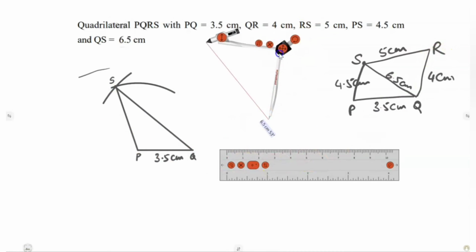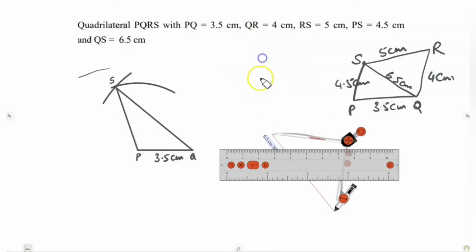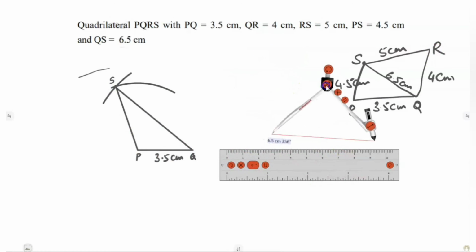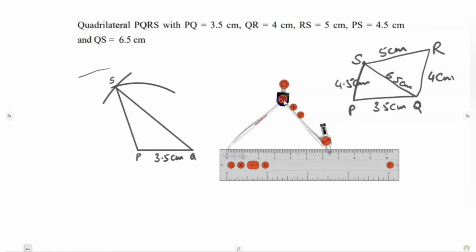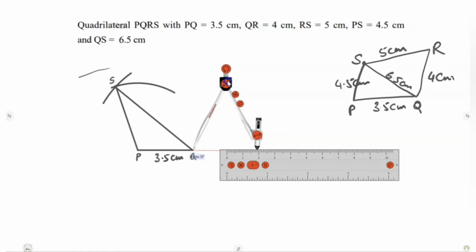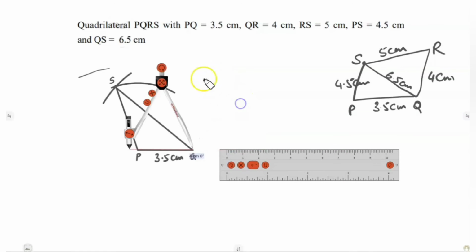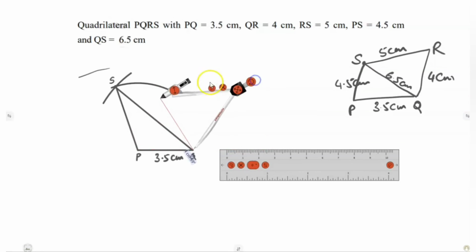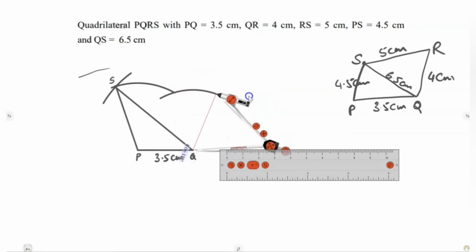Take again the compass, take a radius of 4 centimeters now. Open the compass to a radius of 4 centimeters. This is the distance from Q to R. We are going to construct point R. So open 4 centimeters and put it on Q as center. Draw an arc. This is the arc for 4 centimeters from Q.